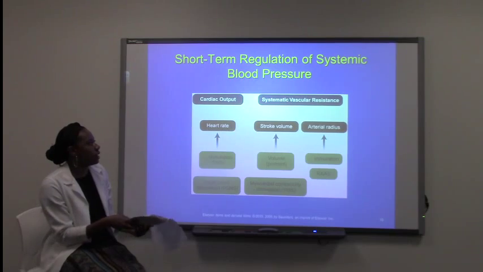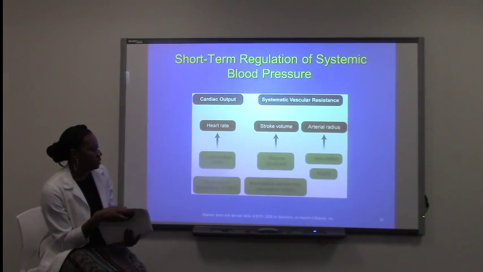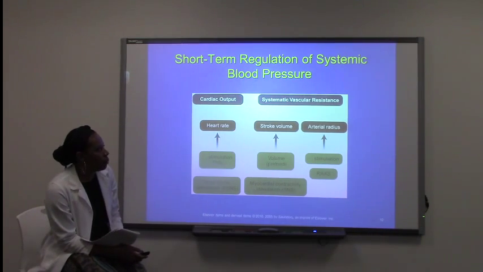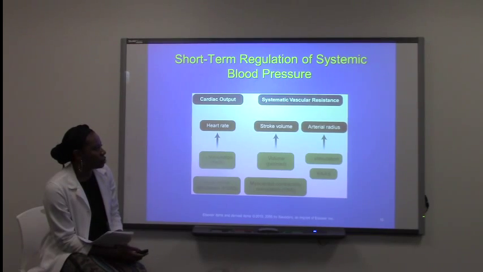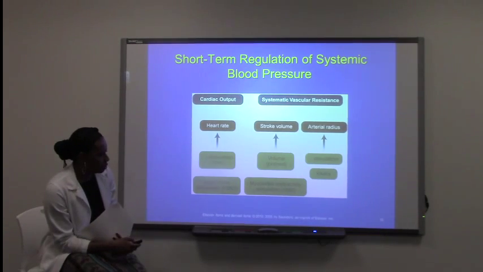Okay, so this chart here goes over in more detail cardiac output, the heart rate, and stroke volume, so you can read that at your leisure.